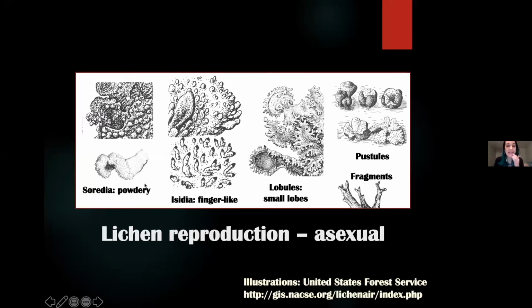All of these combo packages may have hyphae and cells of the algae, and they can have multiple forms. If it's powdery, it's called soredia. If it's finger-like, it's called isidia. If it has small thin lobes on the corner of the lobes, it's called lobules. There are also pustules, that are like bursting into these structures that are being released. And then there are also just parts of the lichen that may fragment and create a new lichen.